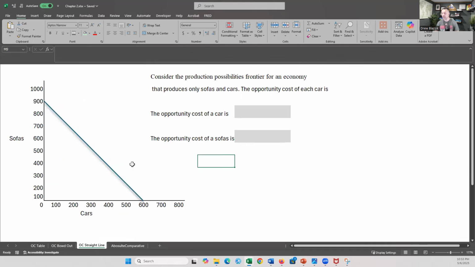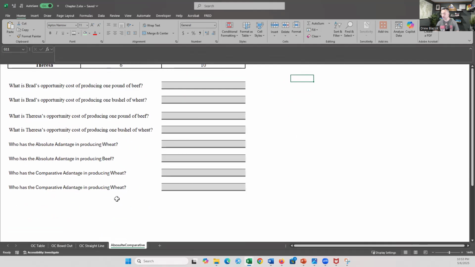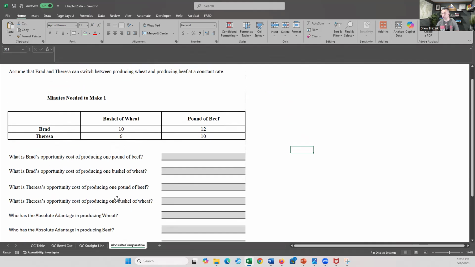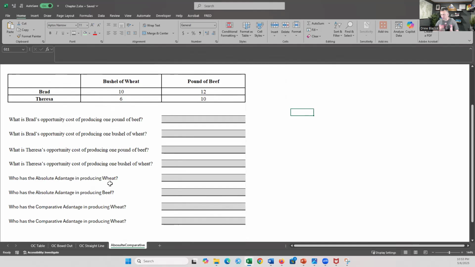If you have a straight line, what would be a good example? Sofas and cars would not be a good example. It would be red shoes and blue shoes, right? It's easy to switch. If a company wants to make red or blue, they just change the color. So it would be a straight line rather than a bowed out curve. All right, let's kind of work through these. I'm going to do each question. I might spend a little time on this one.